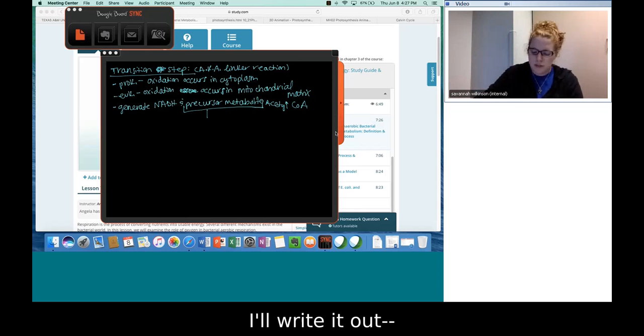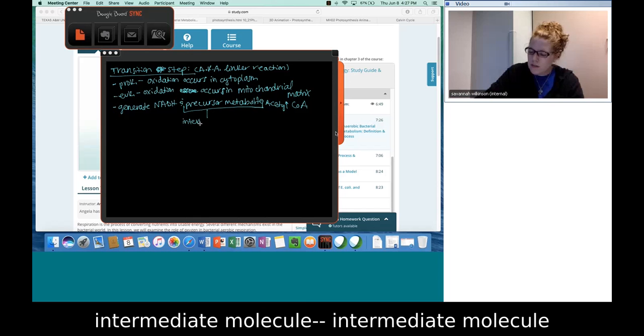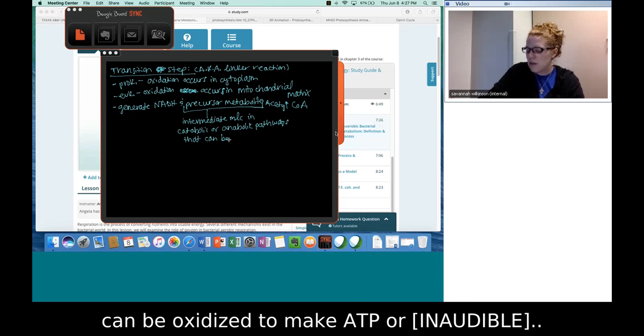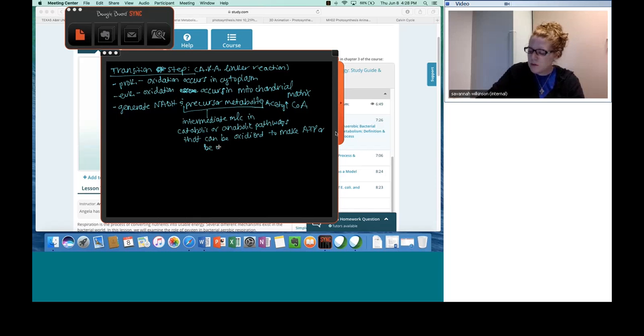Here, I'll finish writing. I'll just write it out. Intermediate molecule in catabolic or anabolic pathways that can be oxidized to make ATP or be used for biosynthesis.